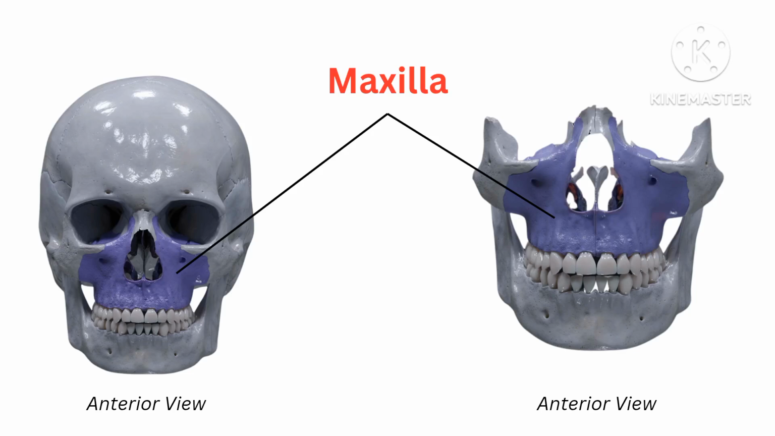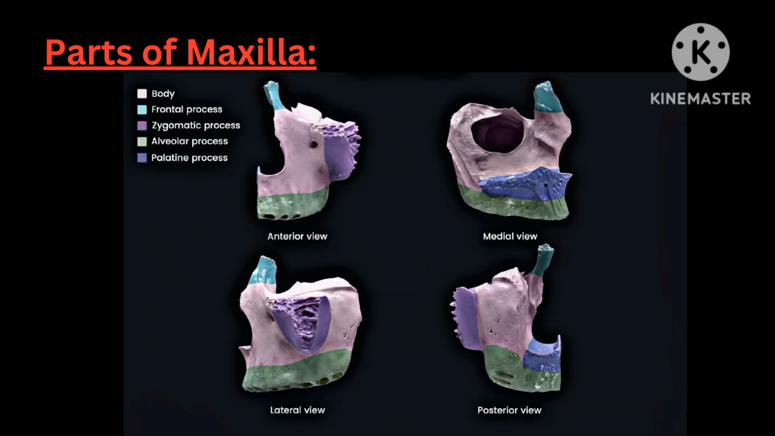First I will explain the maxilla. It is a paired bone of the facial skeleton, and it has a body and four processes. The two maxillary bones, or plural maxillae, are fused in the midline by the intermaxillary suture to form the upper jaw. Each maxilla has 5 parts, including the body of the maxilla and 4 processes.